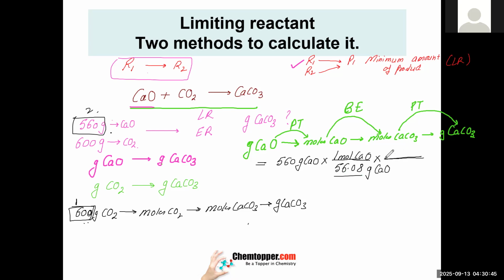Yes, Vihan. Next, the ratio. Then you have to take it to moles of CaCO3. I said you have to go to moles of CaCO3. How? Moles to moles. Looking at what is written here, BE. BE is what?